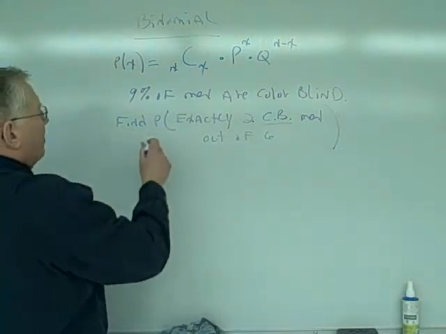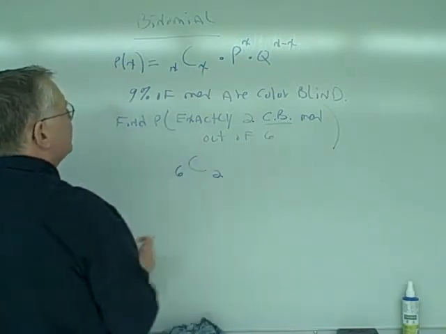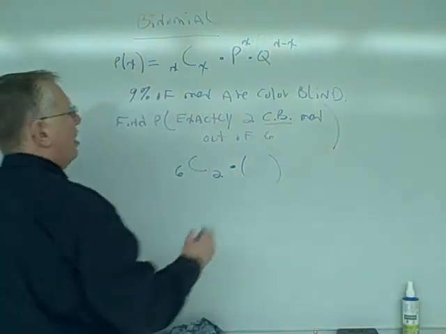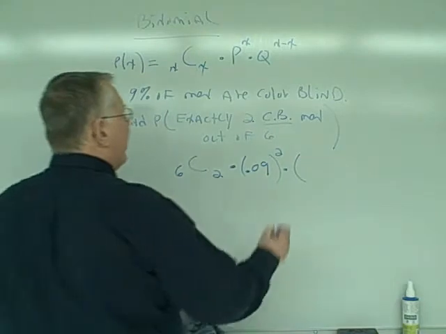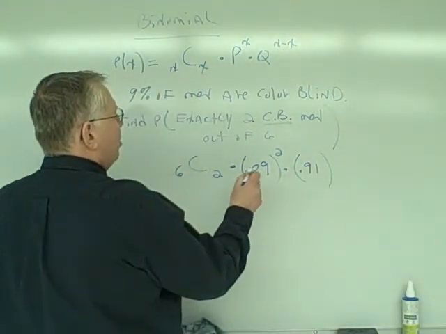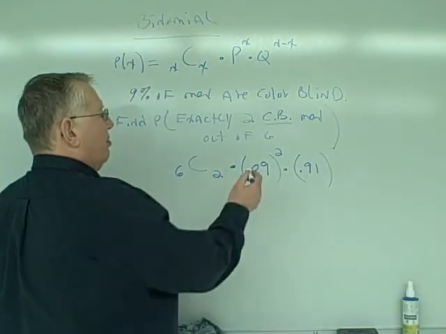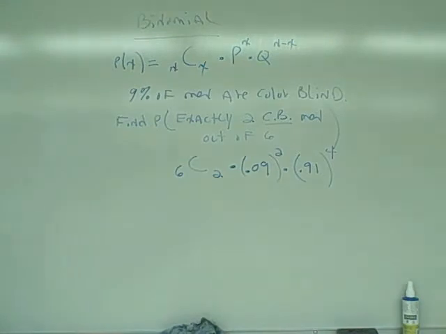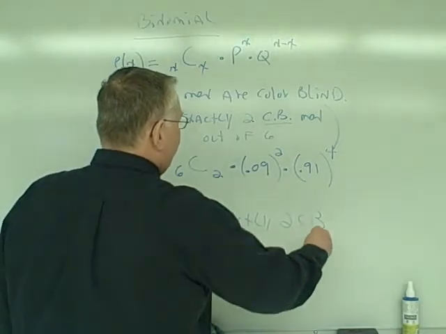So if I want to find the probability of exactly 2 colorblind men out of 6, I'm going to have the combination of 6 men taken 2 at a time because I want 2 colorblind, times the probability that they're going to be colorblind, and since 9% of men are colorblind, the probability of colorblind is going to be 0.09, and I want 2 of those, times the probability that they're not colorblind. It's either or, you're either colorblind or not, so the probability of not colorblind has got to be 1 minus 0.09. And since I have 6 men, 2 of them colorblind, I want 4 of them not being colorblind. And that calculation will give me the probability of exactly 2 colorblind out of 6 men.